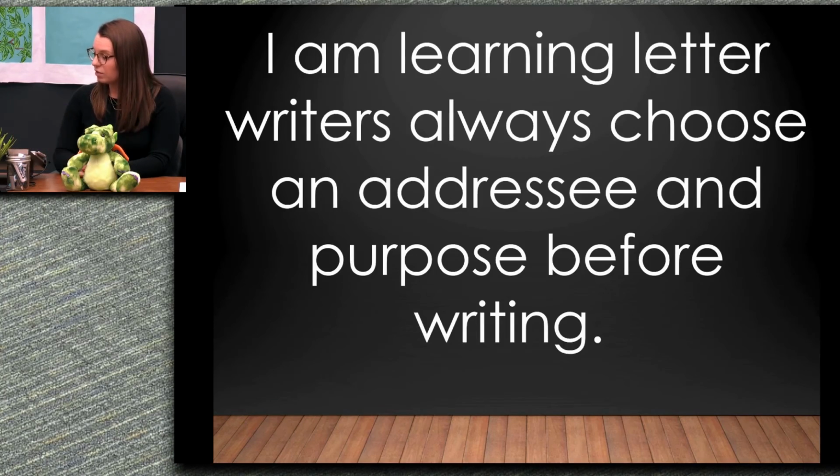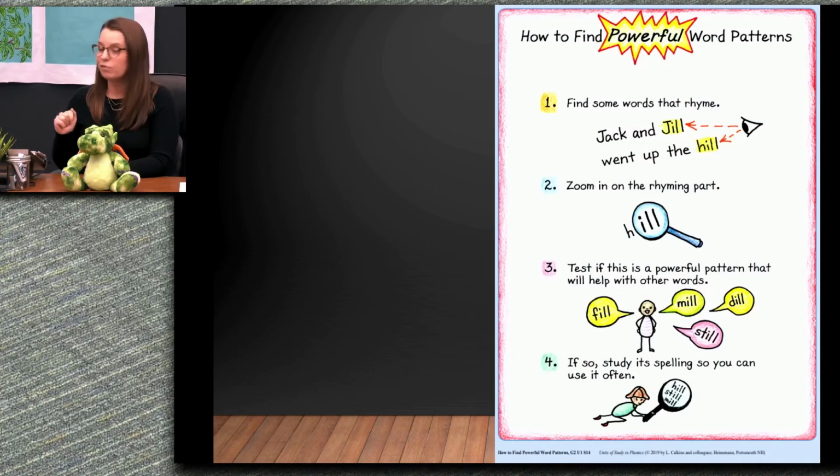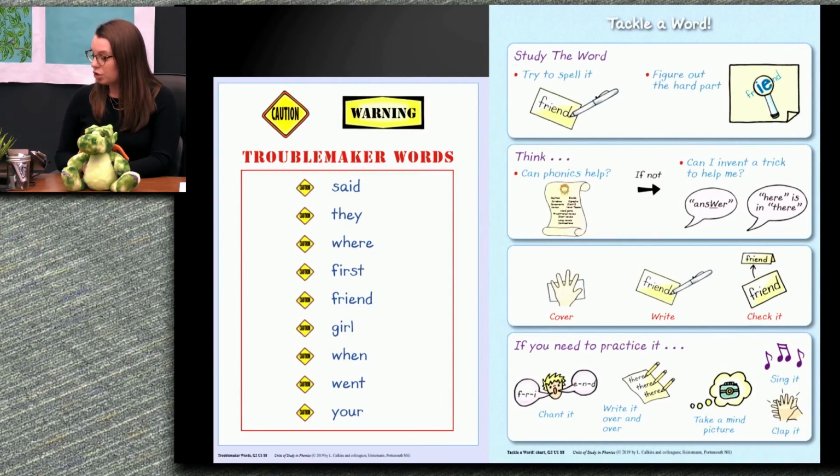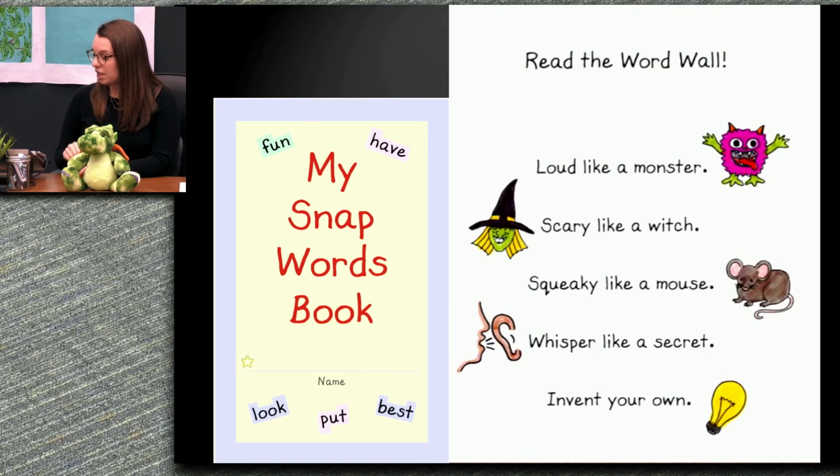So let's remind ourselves, we learned that letter writers always choose an addressee and purpose before they begin writing, and that graphic organizer is going to help you do that today. Now, here are your phonics skills that you have learned that are going to help you today as you write. Find powerful word parts. Use your troublemaker words to help you, thinking about words that always give you trouble and what can you do about it. And go back into your Snap Words book and use those words to help you. Make sure that you're spelling words correctly, writing more and more like a grown-up.